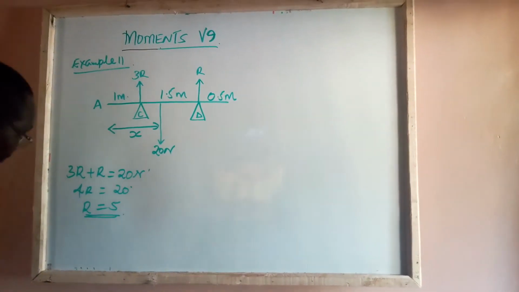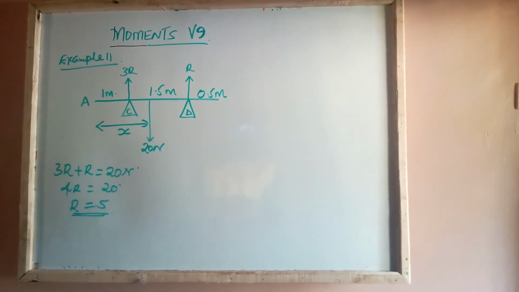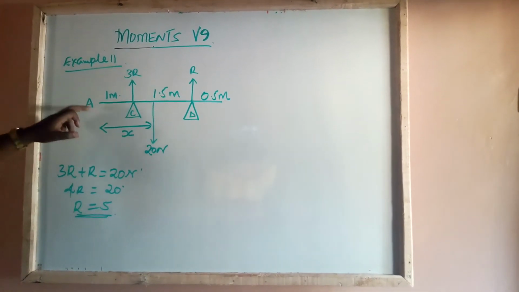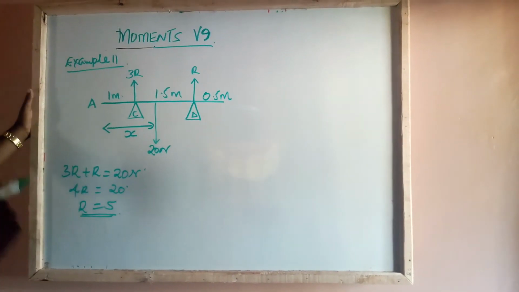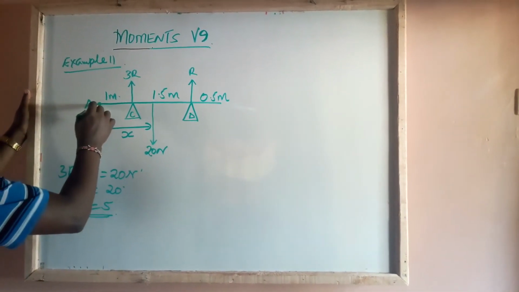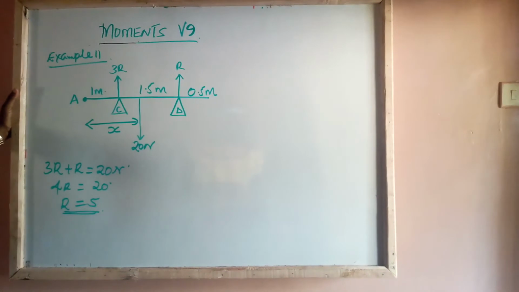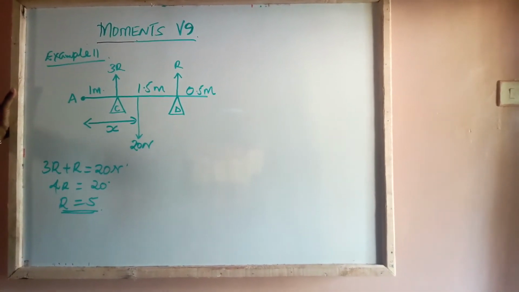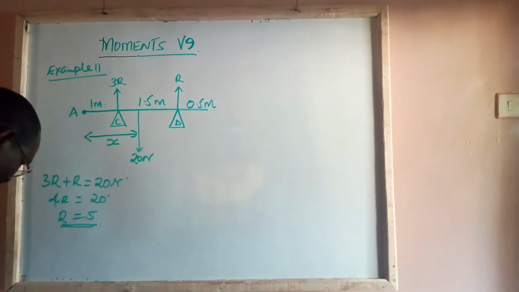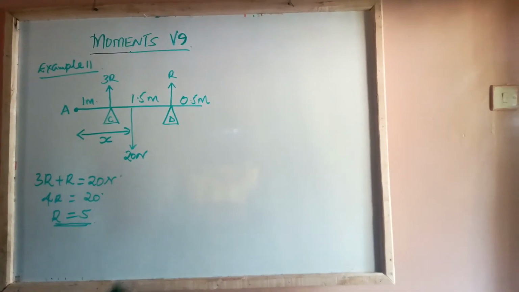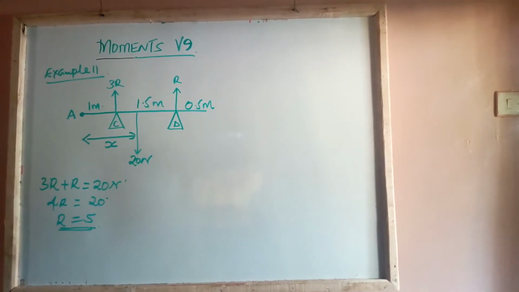And therefore, at that point, if we take moments about A, and I told you it is not a must that we have a fulcrum so that you can take moments about that point. We can take moments about any point. So for easy calculations, if we take moments about A, we are going to see that 20 multiplied by the distance x, we are going to balance the anticlockwise moment and the clockwise moment.